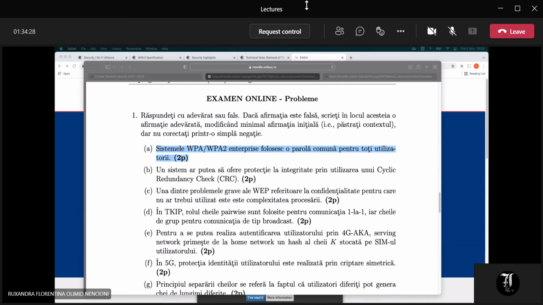So what we care about is whether it's true or false. WPA and WPA2 enterprise: in WPA2 enterprise, there is one single common password for all the users. Is this true or false? False. Okay, and then you need to change this minimally, but not by putting a "not". You cannot say that in WPA2 enterprise it is not a single common password. How can you make it correct?